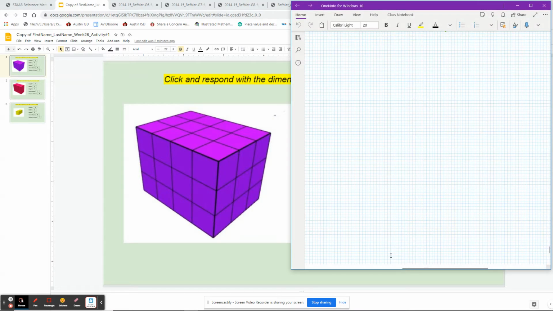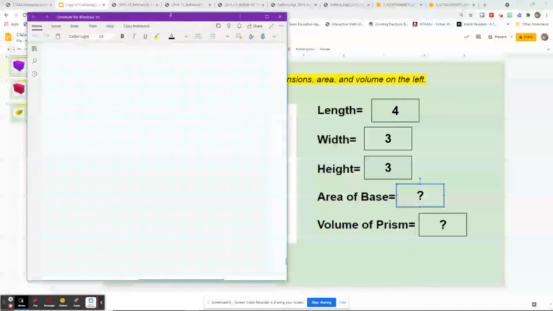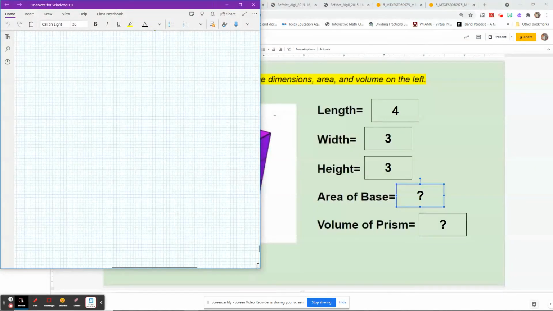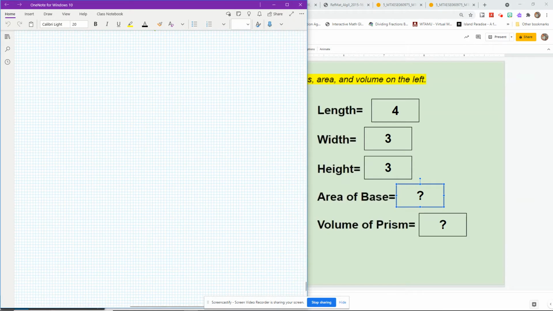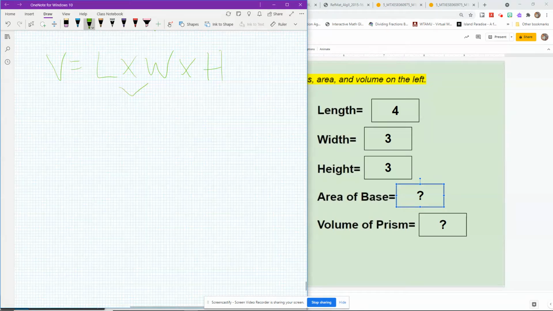Okay, we don't even need to look at the picture because we have the digits now. So what I want to do is volume equals length times width times height. These two things together will also equal your base. If we use this formula for the whole thing, then we should be able to find our base while we do our calculations.